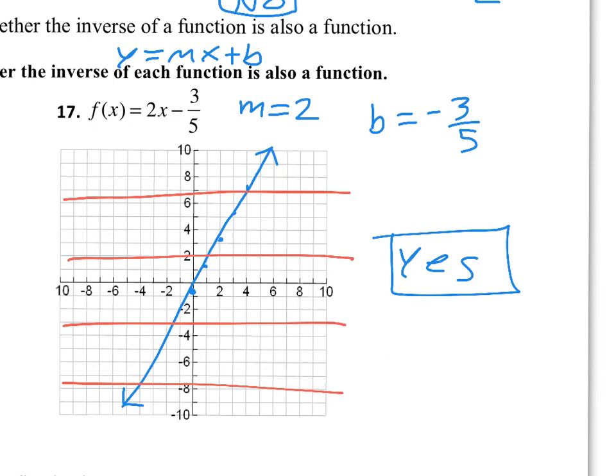So again, you do the vertical line test if you want to know if something is a function. You do the horizontal line test if you're wondering if the inverse of that graph is a function. And it passed the horizontal line test, so the inverse of this graph is a function. Alright, go ahead and try the even problems, which includes one word problem.